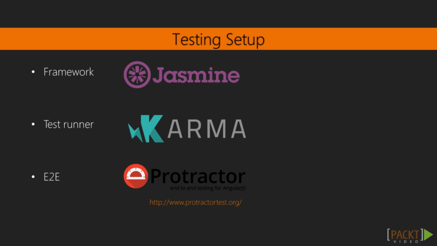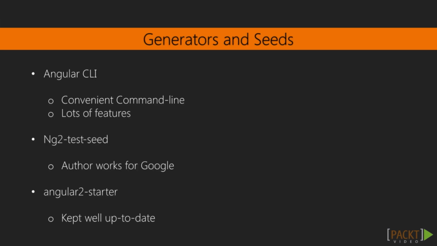In terms of setup, Angular uses a slightly modified version of Jasmine. For the test runner, we'll be using Karma, and if you wanted to do end-to-end testing, you'd be using Protractor. Setting up the testing environment can be frustrating at times, so I strongly suggest that you don't try to set it up yourself. Instead, when working with an Angular project, it's better to use a generator or a seed project. Here are three of the common ones.